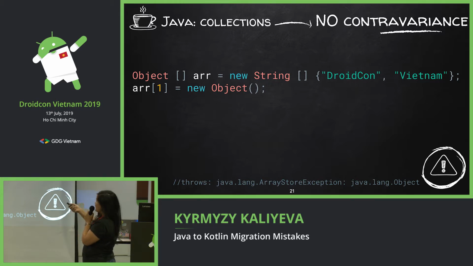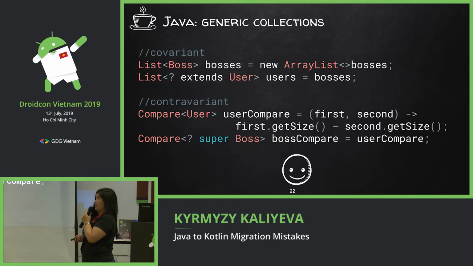So next, let's see collections. In Java collections, there is no contravariance. You can see that here. We cannot assign the parent class to the child class, and it's going to throw this exception. But what about generic collections? We can have both covariant and contravariant here.